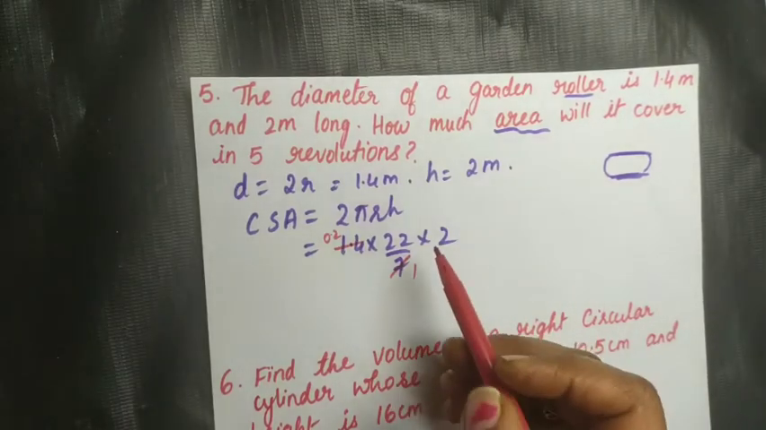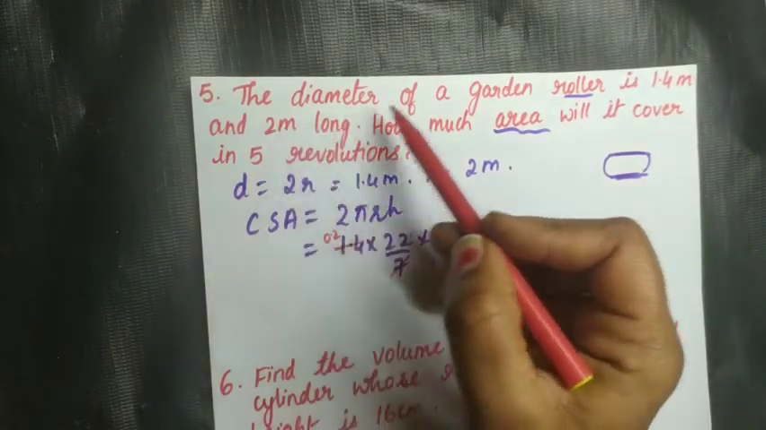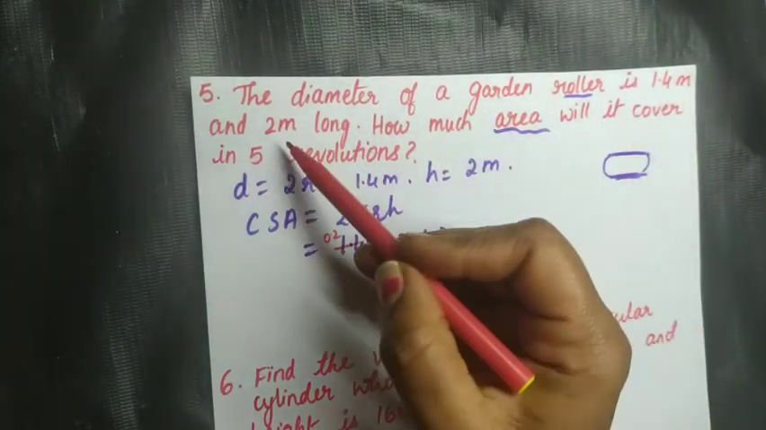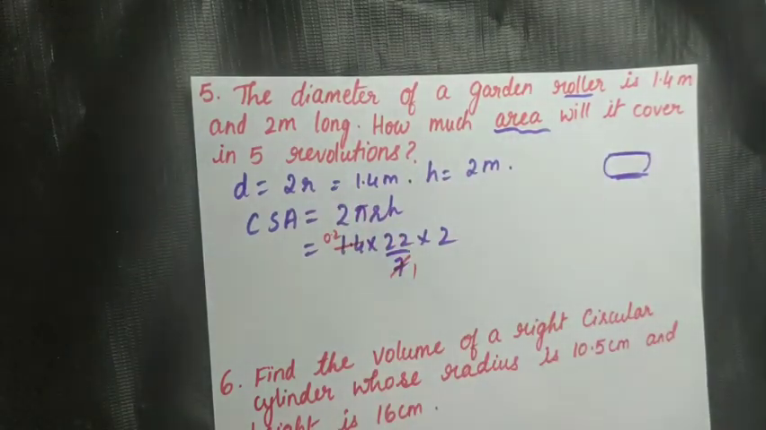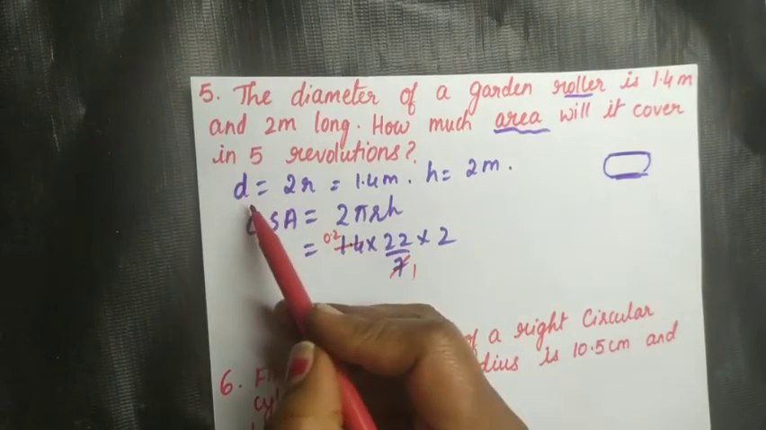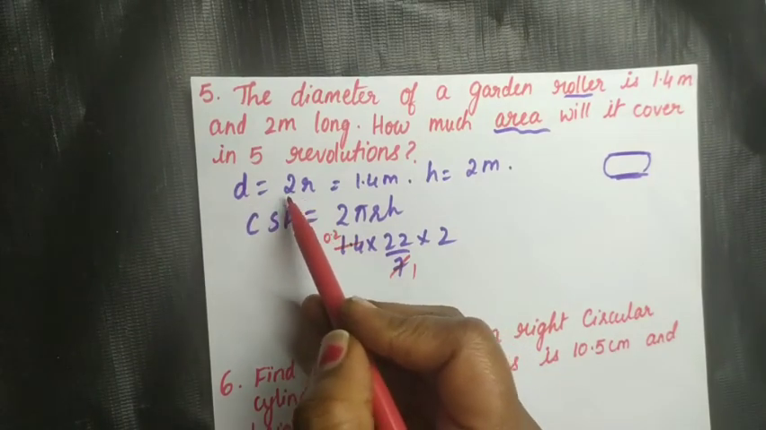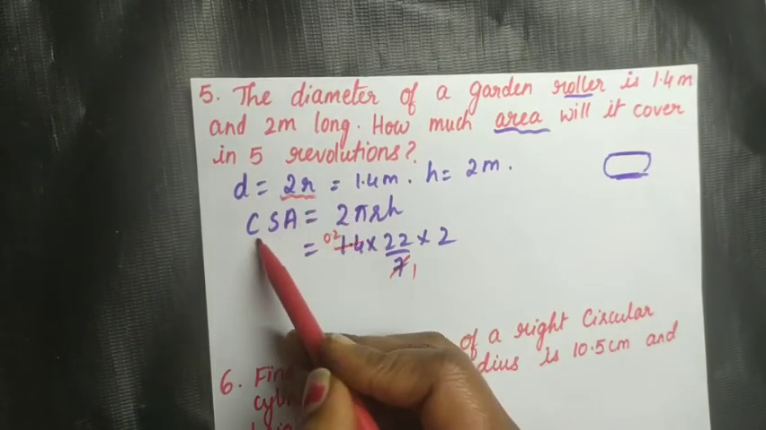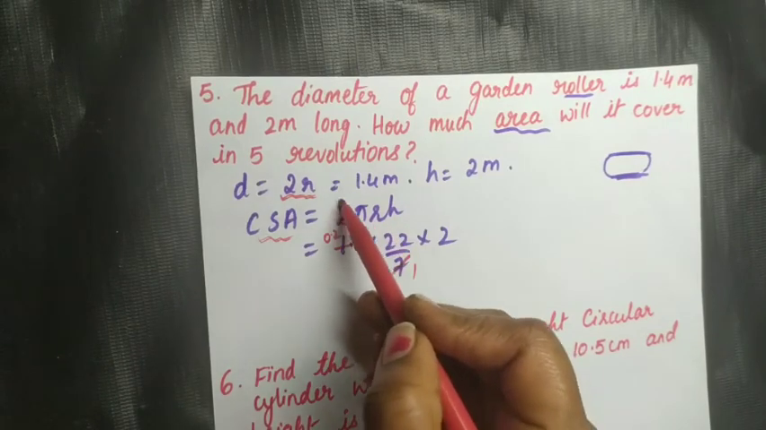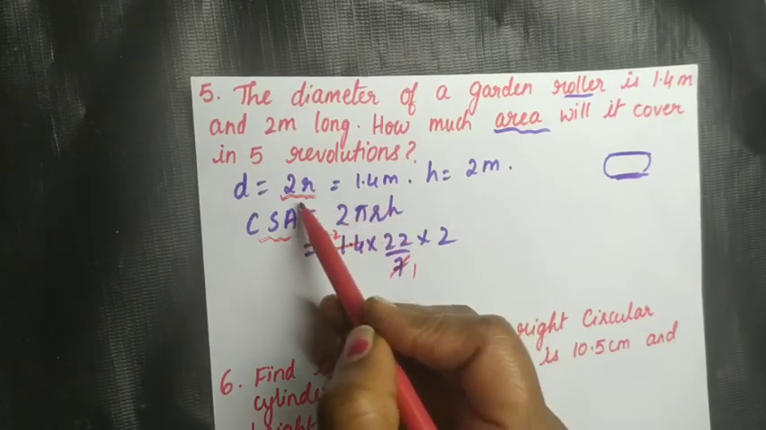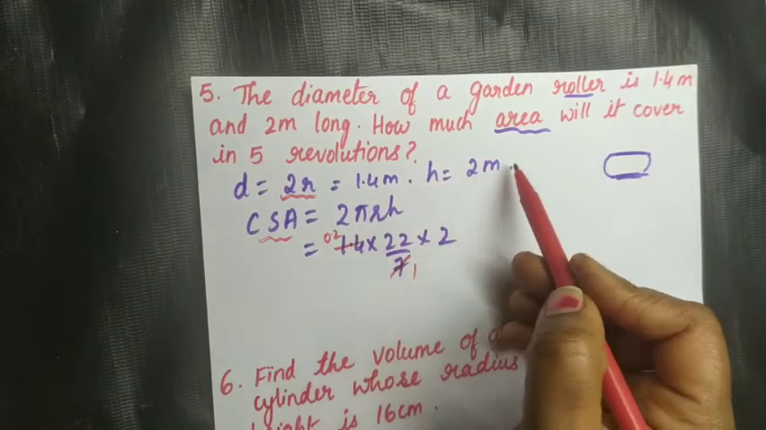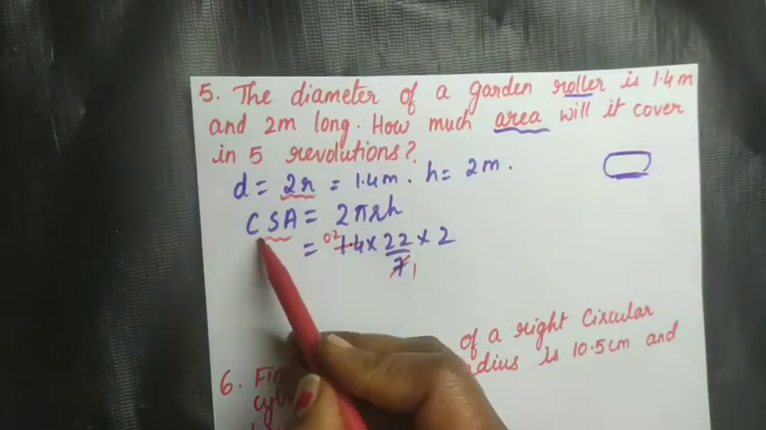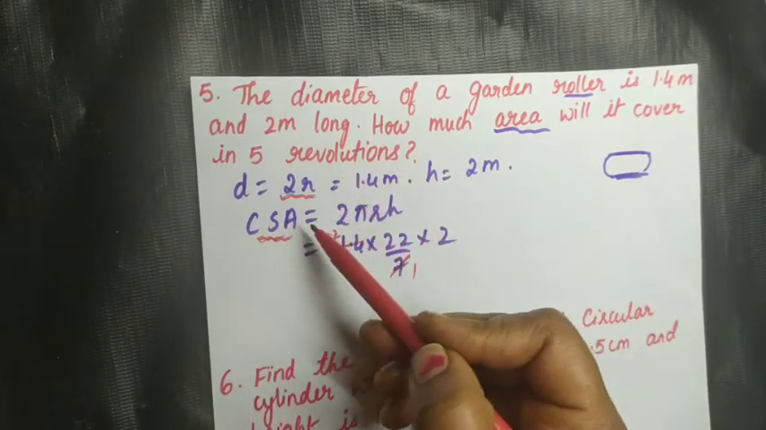Okay, fifth problem. The diameter of a garden roller is 1.4 meter and it is 2 meter long. How much area will it cover in 5 revolutions? So diameter is given, and diameter is nothing but 2 times r. You know the CSA formula is 2 pi rh. Instead of finding r, you can just write 2r as it is. It is 1.4 meter, and h is equal to 2 meter, which is given in the problem.